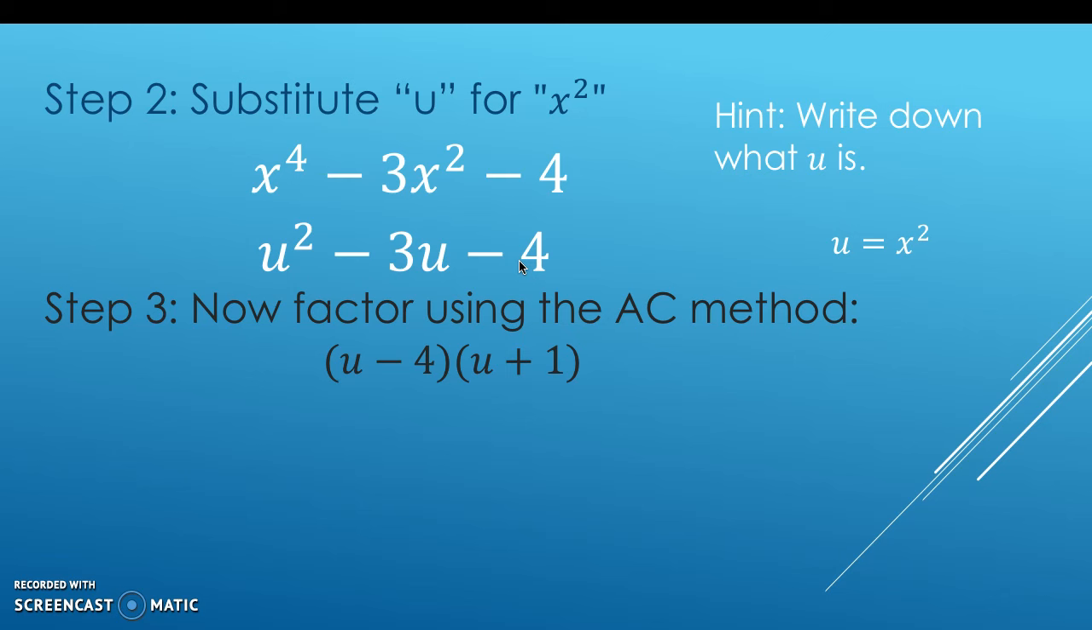So now we're going to factor using the AC method. So we have 1 times negative 4, which is negative 4. What multiplies to negative 4 and adds to negative 3? That is negative 4 and 1.